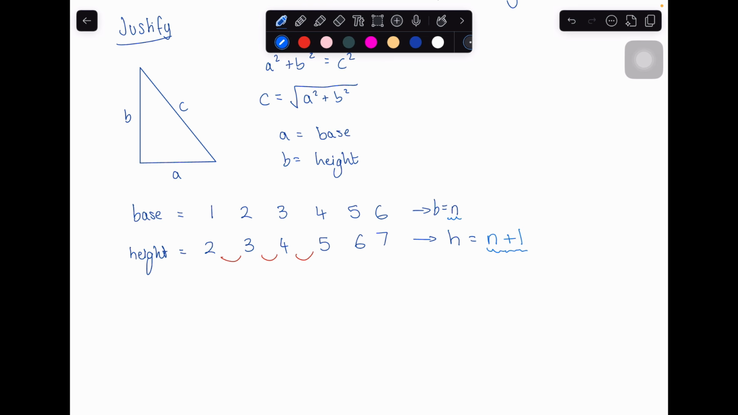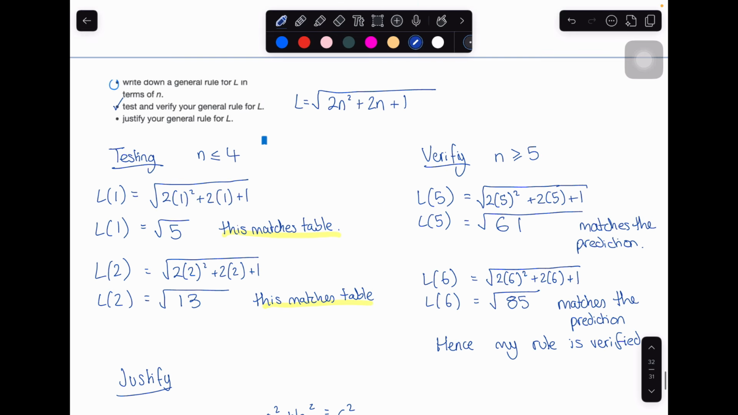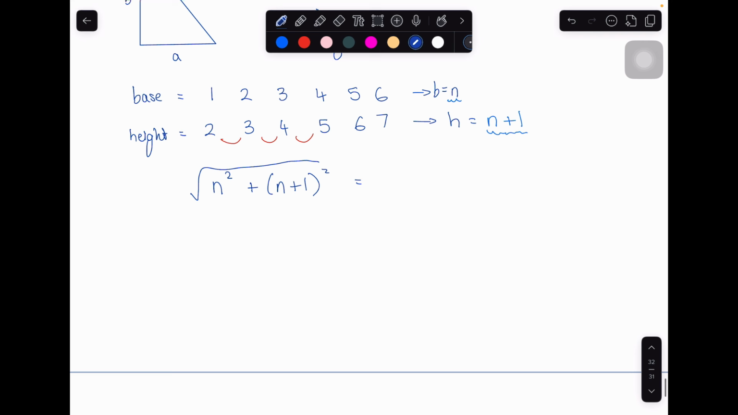Then if I think about applying Pythagoras with this algebra, A is my base. So base squared, n squared, plus we're going to have n plus 1 all squared, and then we're going to need to square root this to give me my diagonal distance.